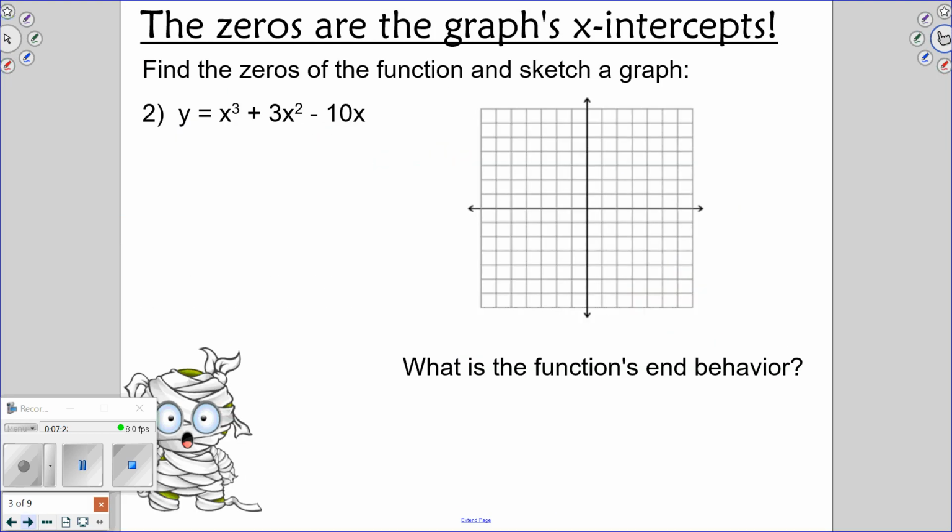All right, let's take a look at the next one. Don't graph it yet, okay? Don't graph it. So find the zeros of the function and then sketch a graph. If I ask you to sketch a graph, am I looking for absolute precision? No, I just want a rough idea. All right, so first we'll set it equal to 0.